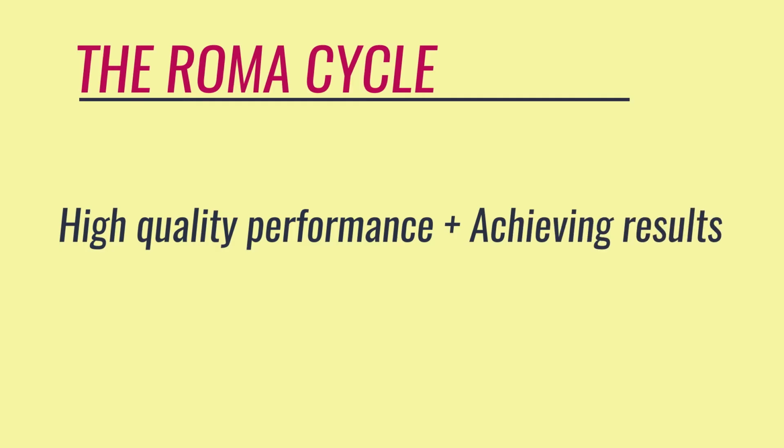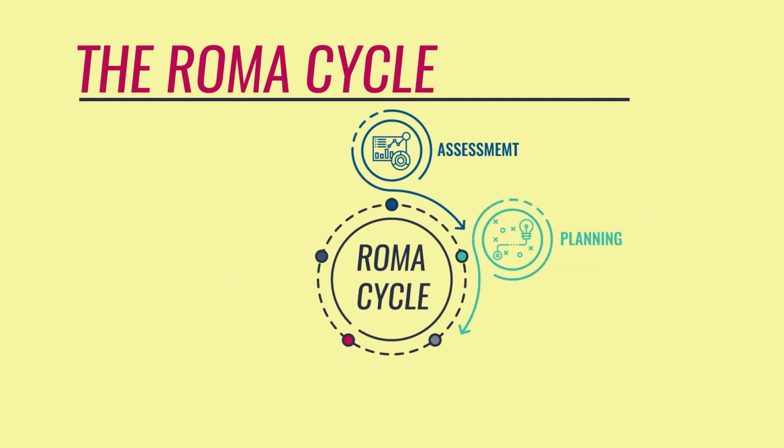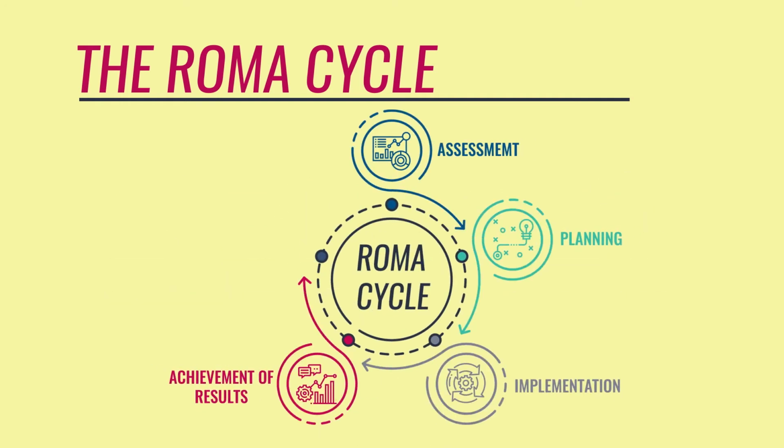The first tool we'll talk about is the ROMA Cycle. Agencies use this process to keep an emphasis on high-quality performance and achieving results. The cycle is made up of 5 phases: assessment, planning, implementation, achievement of results, and evaluation.